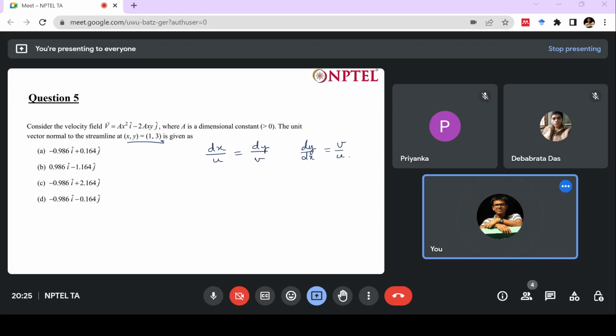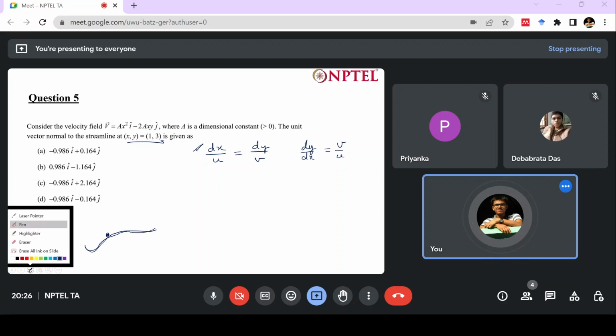Now, what you need to find, let's say this point is there, 1 comma 3, and the streamline is somewhere like this. If you solve this equation explicitly, then you will get the whole equation of this particular curved line, right? But you don't need that. What you actually need is this vector, the normal vector, normal to the streamline. Now, what does this dy dx give you? Dy dx gives you this line, correct?